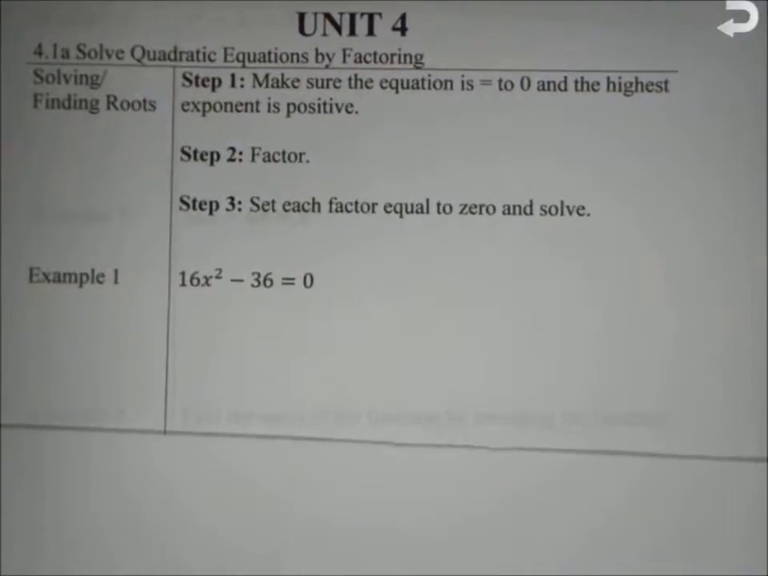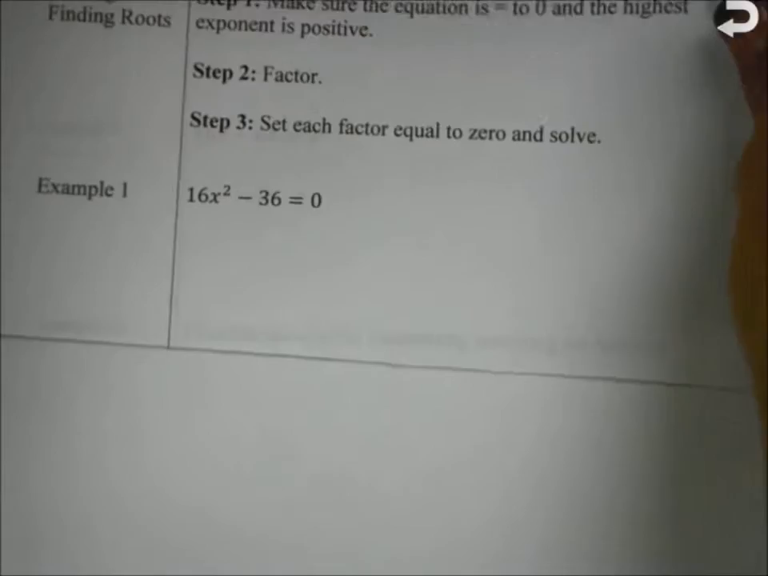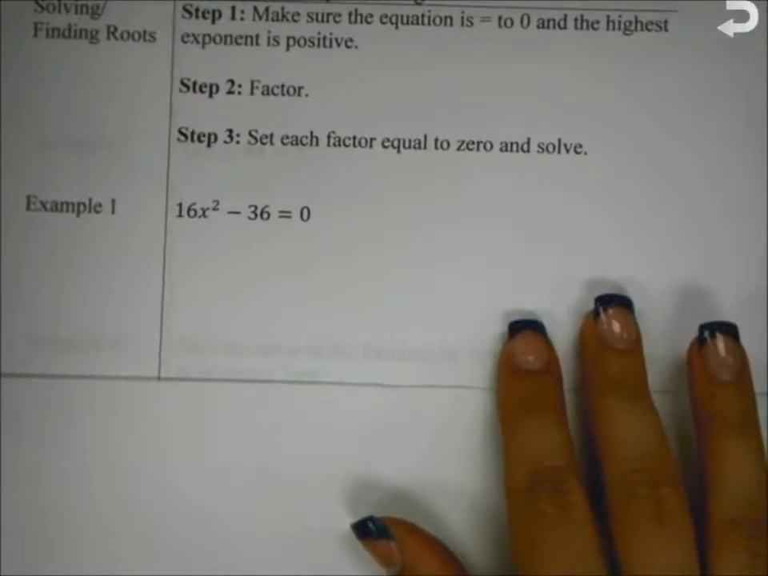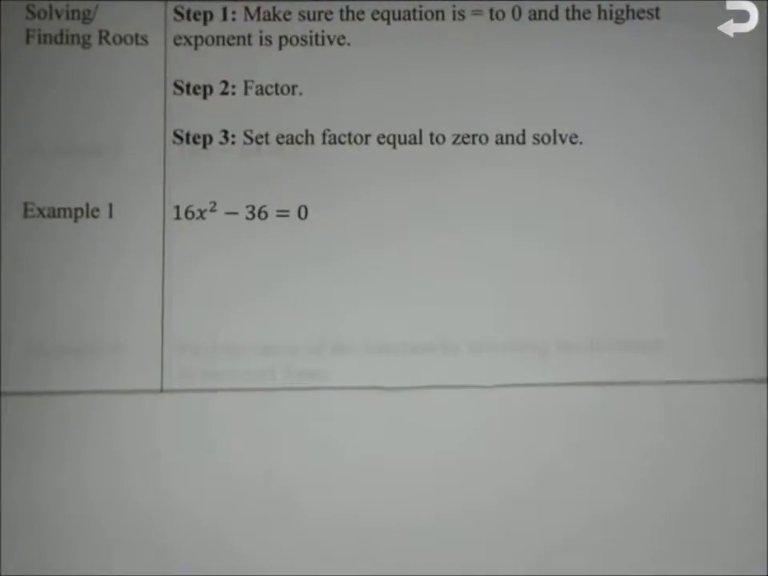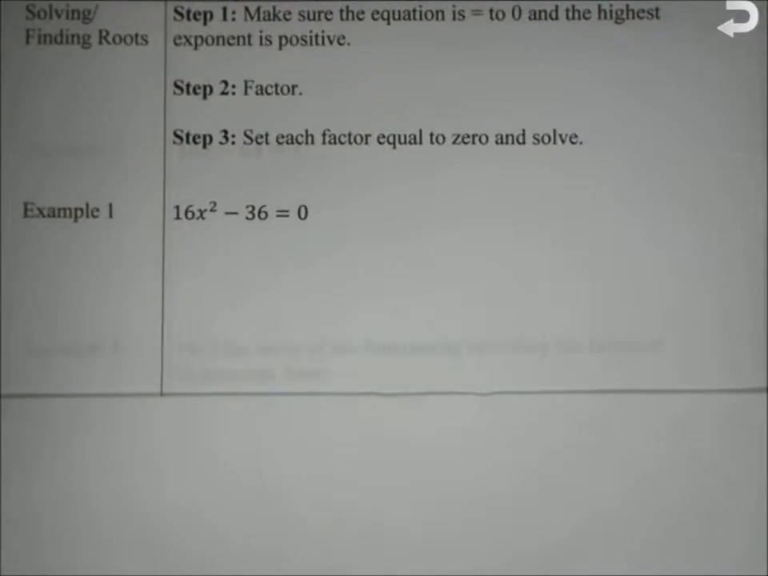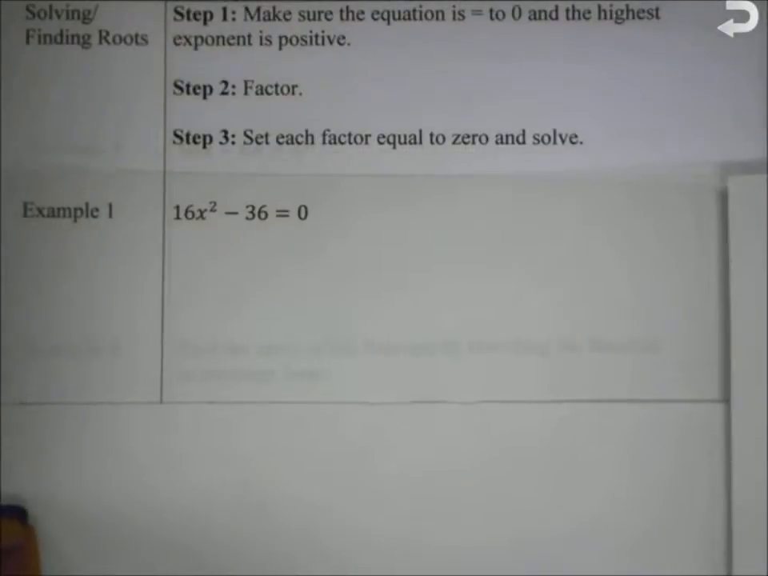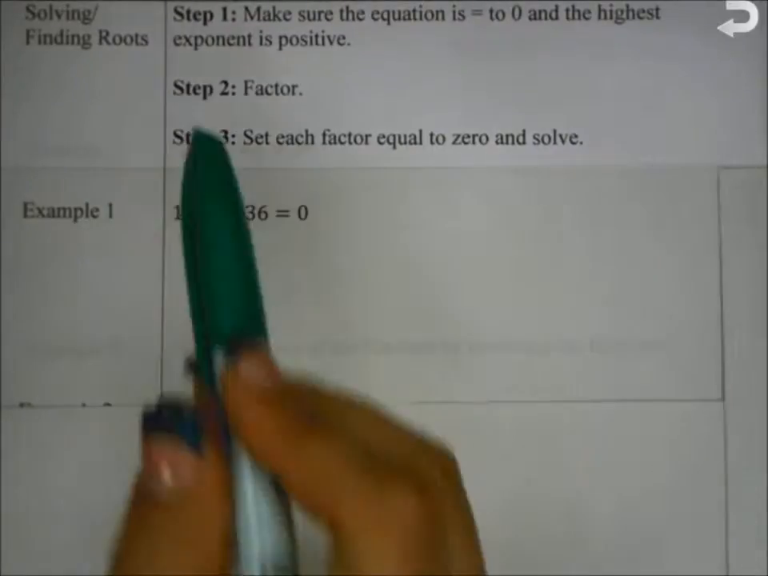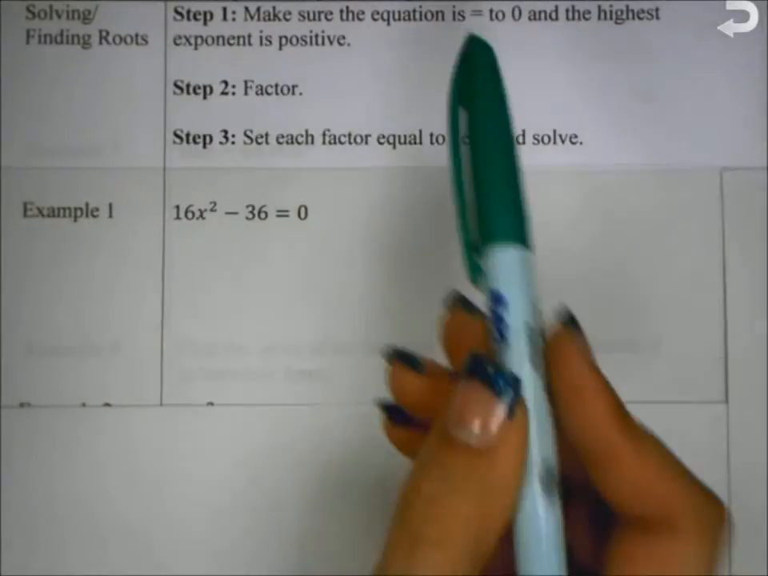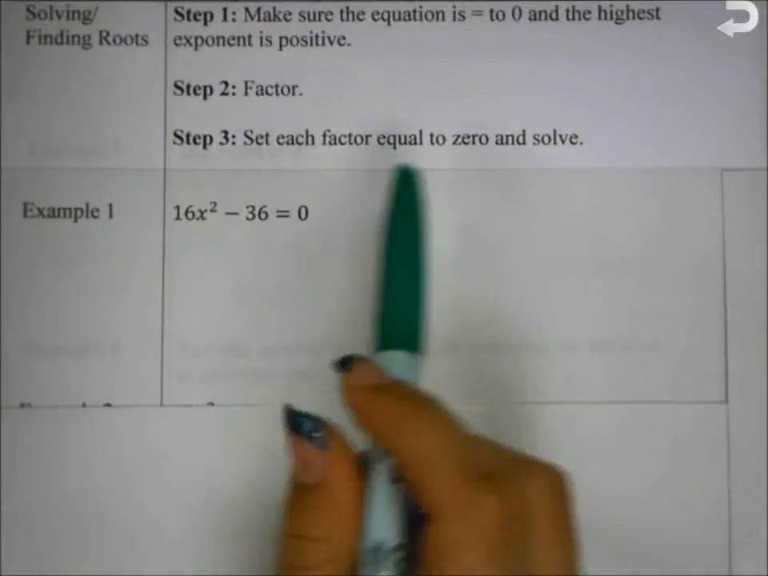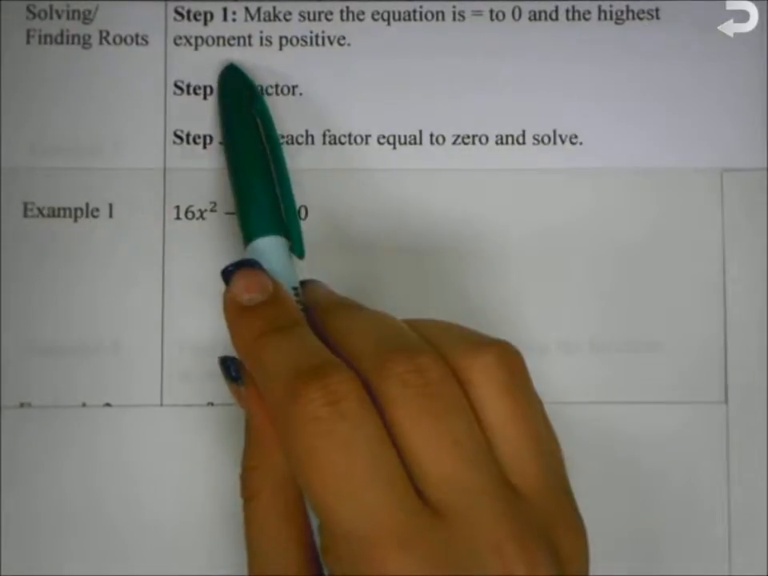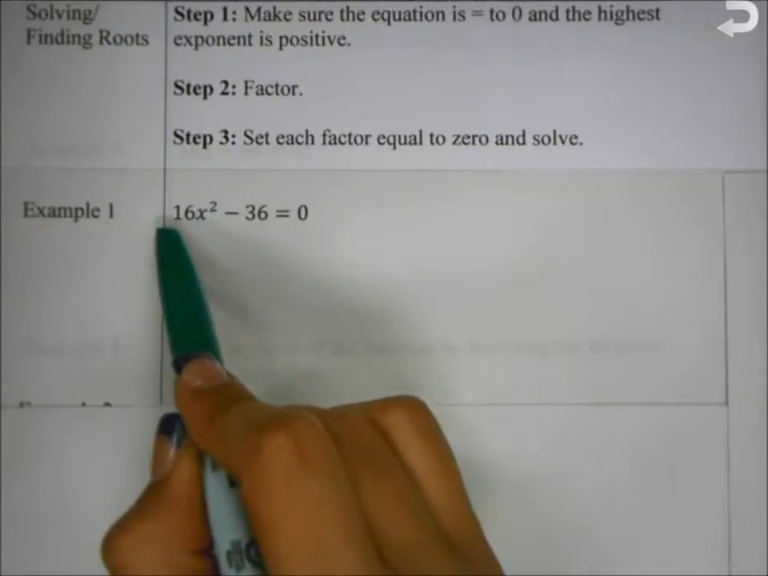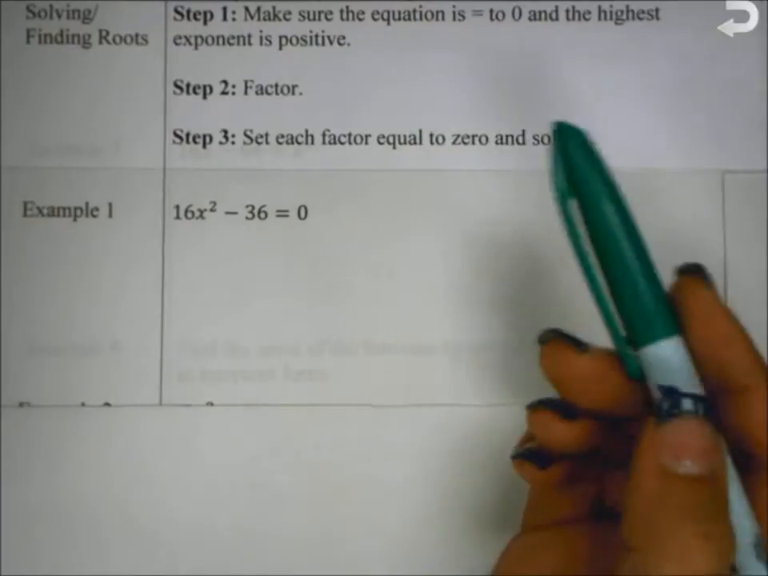So example 1. 16x squared minus 36 equals 0. We want to solve for x here. So when we're solving for a quadratic, the first thing we want to do is make sure the equation is equal to 0. Are we equal to 0? Yeah. And we want to make sure that the largest or highest exponent is positive. In this case, that would be x squared. And is x squared positive? Does it have a positive coefficient? Yeah, so we're good to go.